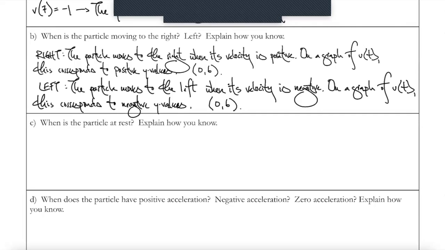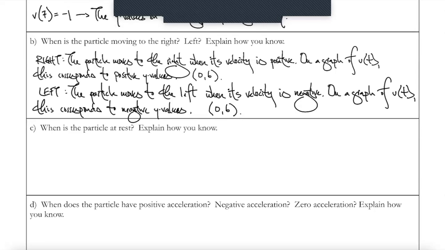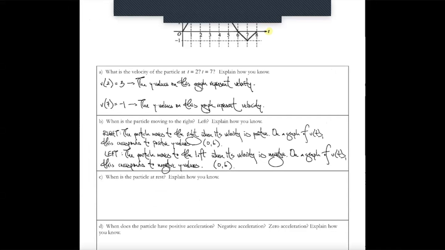So whether the particle is moving to the right or to the left, it still has to do with positive and negative velocity, but this is a velocity graph, so we get to look at different information, okay? And if we were to give the precise interval, we wouldn't say 0 to 6, we would say from 6 to 8, okay?